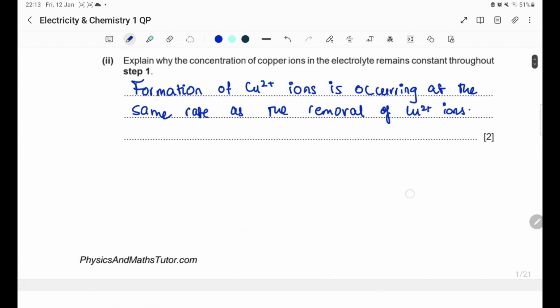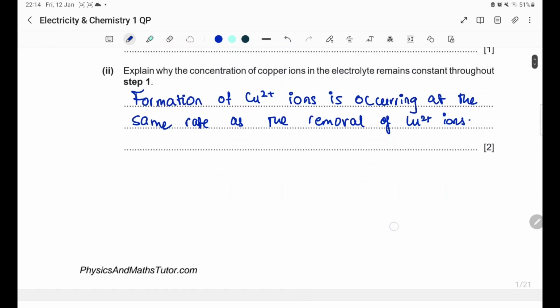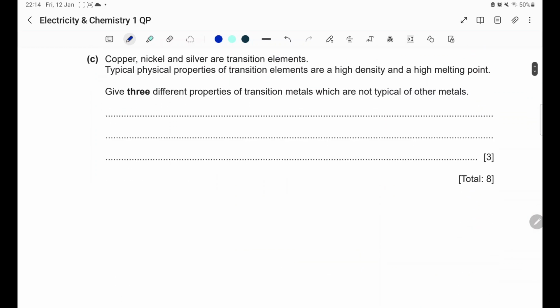That's the first thing. And the second change is, if you're going to plate nickel, then there really is no point to have copper as the anode. Why would you do that? You need the metal that needs to be plated on the anode, and the object is on the cathode. So the metal that you want plated is nickel, so you're going to change the anode to nickel. Replace copper anode with nickel. 2 changes, 2 marks.